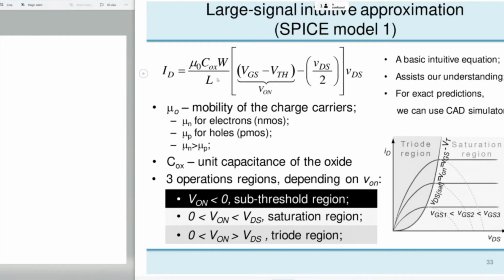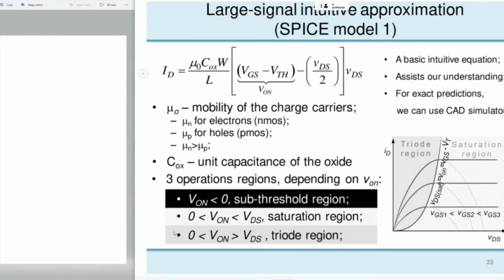So C oxide is the capacitance of the oxide, and there are 3 main regions of operation. And in this course, I consider the overdrive voltage, gate source minus threshold voltage, as V on. And this indicates how much the transistor is turned on. This is the overdrive voltage we discussed in electronic circuits, the difference between the gate source voltage and the threshold voltage.